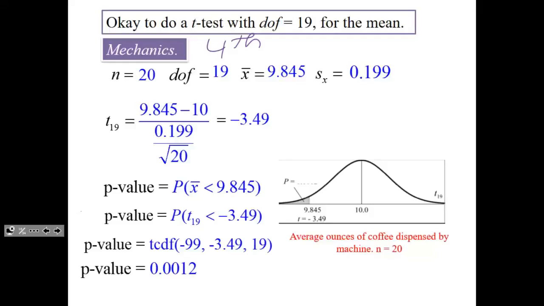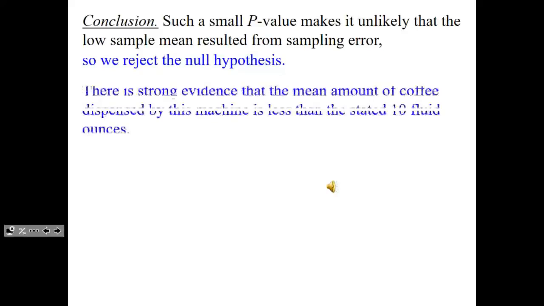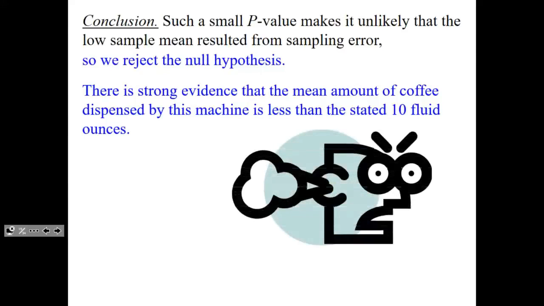That's our p-value. At this point, you should be saying, wait, I have a p-value, I can make a conclusion. And yes, you can. Specifically, it looks like from such a small p-value, it's unlikely that this low sample mean resulted just from sampling error. So we reject the null hypothesis. The null hypothesis was that there's nothing odd going on. Instead, there is strong evidence that the mean amount of coffee being dispensed by this machine is less than the amount of coffee they said we were getting. That's not right. People don't like you messing with their coffee.